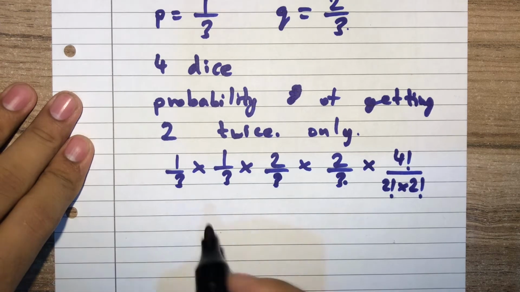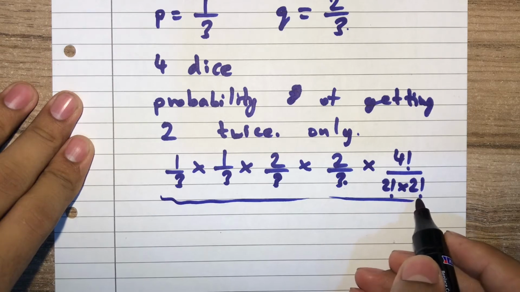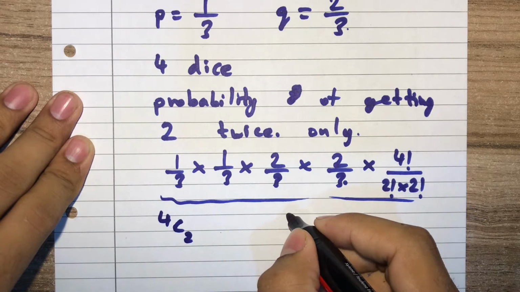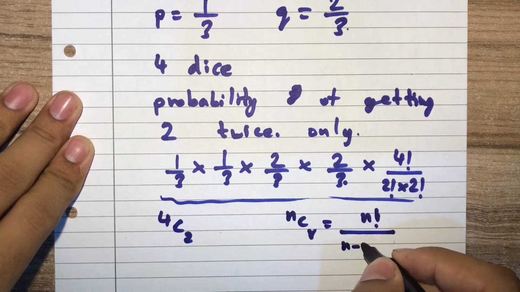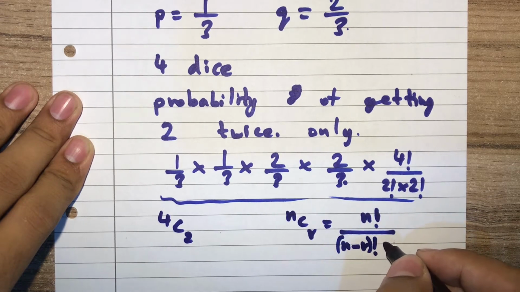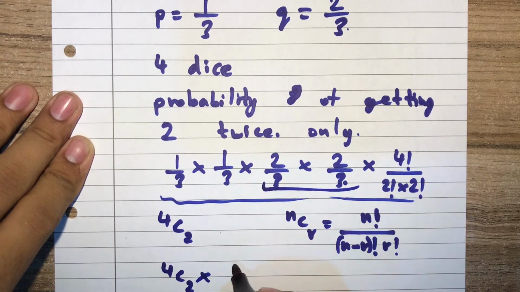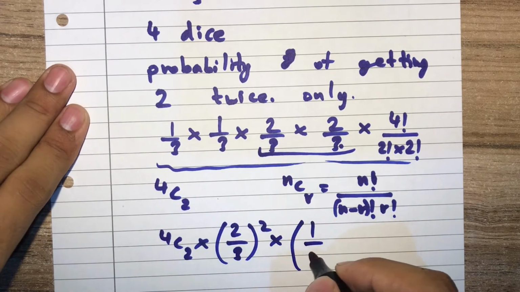Now in what other way could I write this expression? 4 factorial upon 2 factorial and 2 factorial can be written as 4C2. Basically the formula for nCr is n factorial upon n minus r factorial times r factorial. So if you match these, n is 4 and r is 2, so 4C2. So I'm writing 4C2 in place of this. Now I can write this as, in fact first I'll write the failure. I can write the failure as 2 over 3 whole square, right? And then I can write the successes as 1 over 3 whole square.